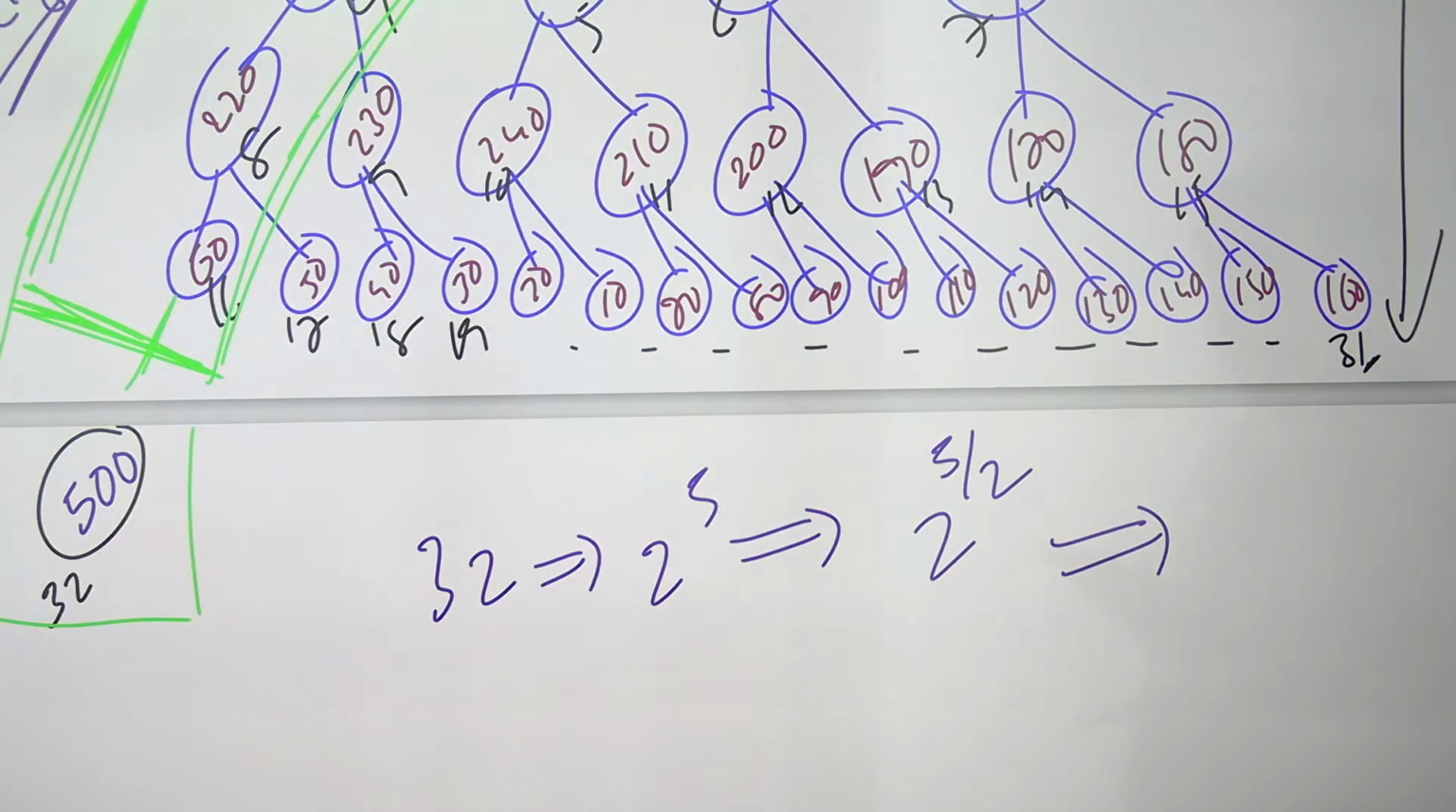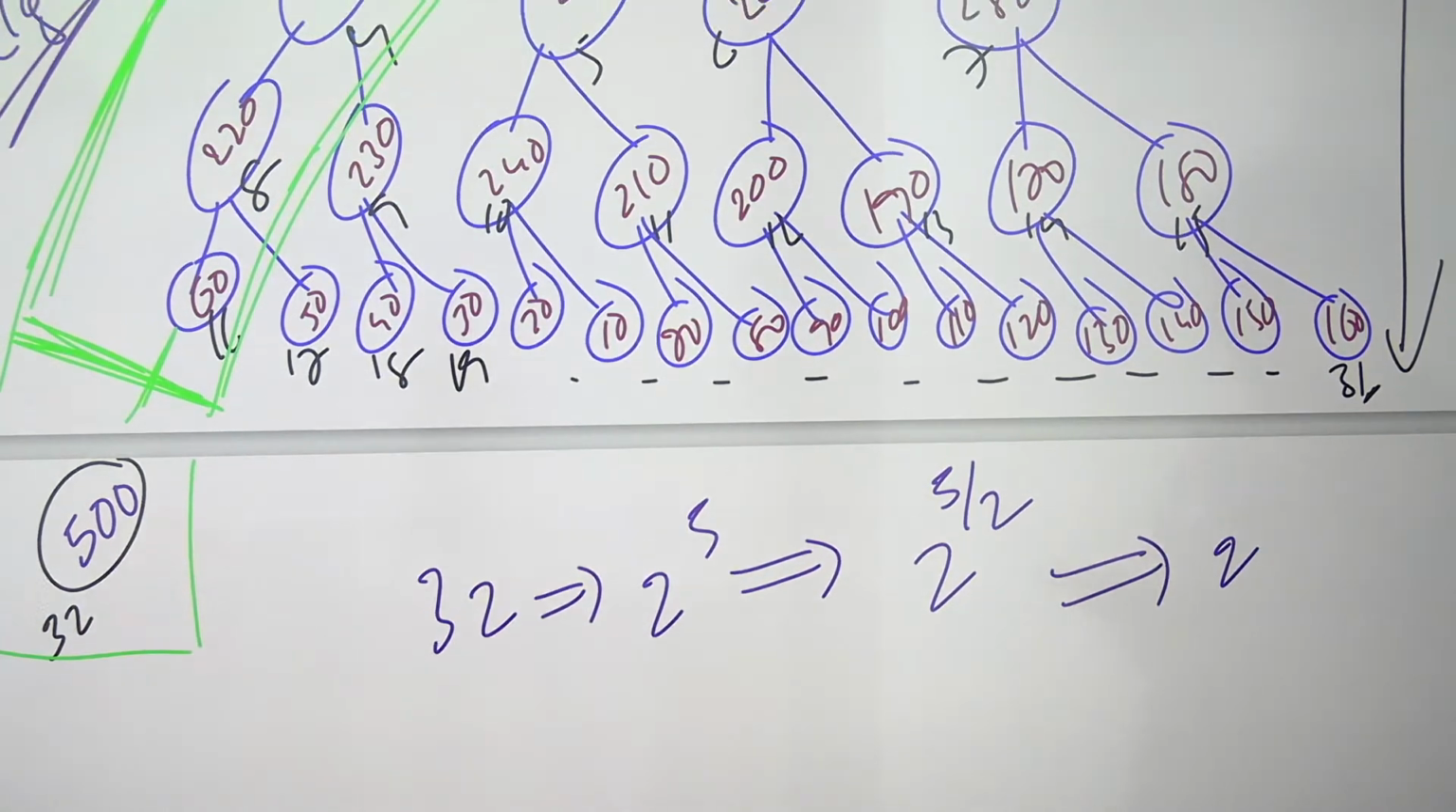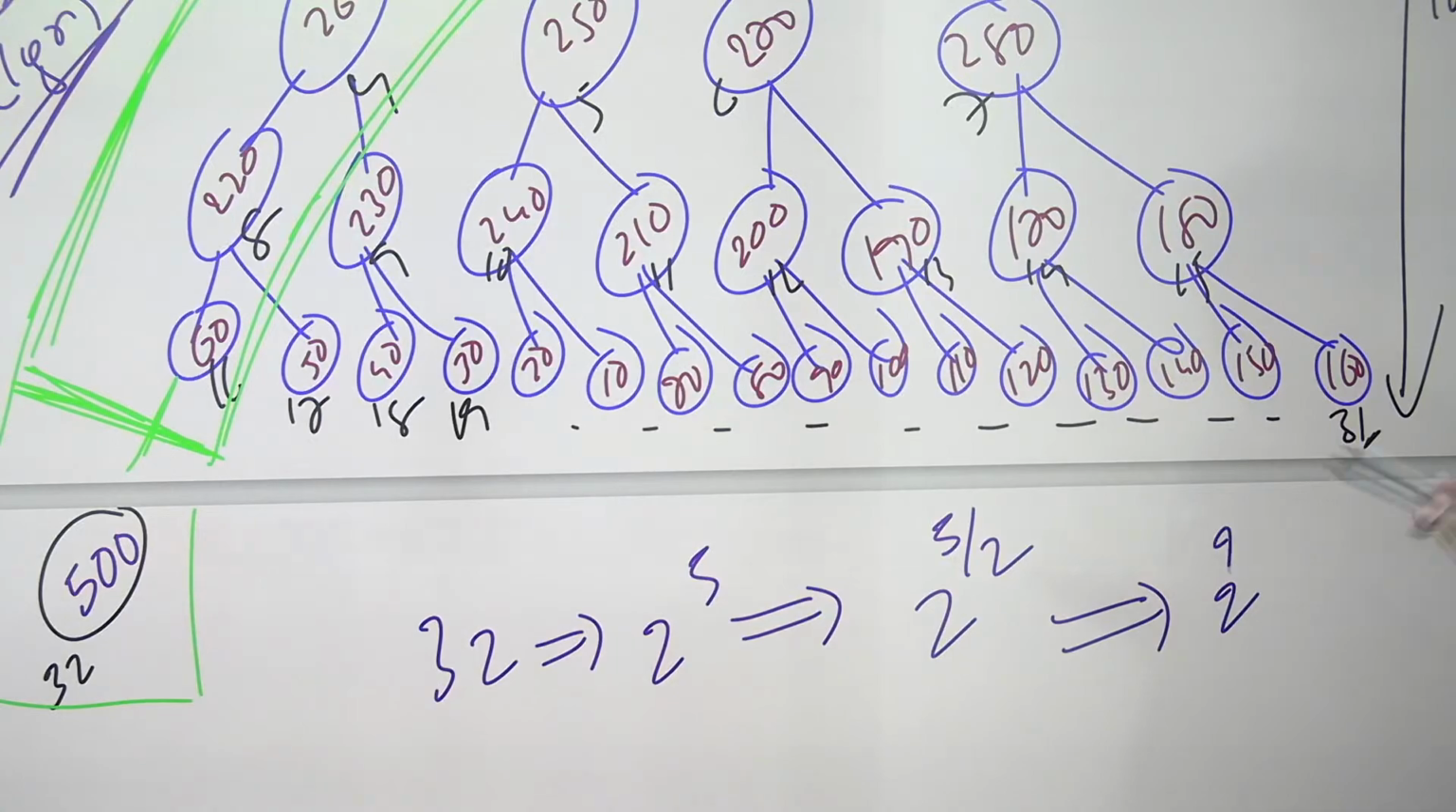Just do 2 power 5 by 2. So 5 by 2 becomes 2.5. You can take 3 also. You can take 2 also. Take whatever you like. I am taking 2 square.